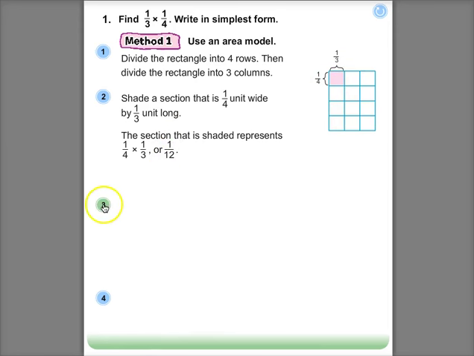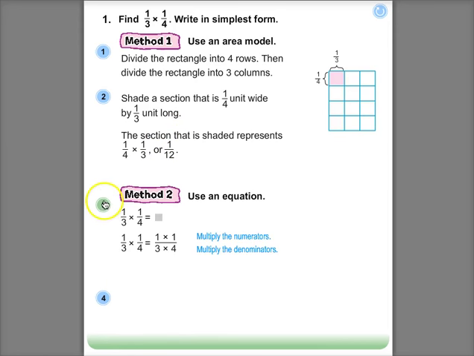Now let's just do it using the numbers. Method number 2 is using an equation. So 1/3 times 1/4 equals 1 times 1 over 3 times 4, or 1/12. It says to simplify. Do we need to simplify? No, because 1/12 is simplified.